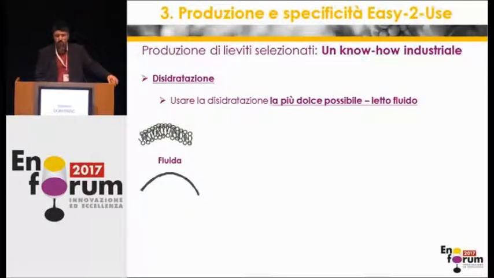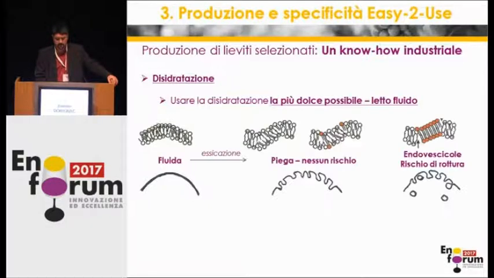We will try to make the filaments of the yeast more fluid, using a very soft approach in order to avoid these risks. Dehydrating the yeast, the membrane will fold onto itself, and we need to avoid the creation of crystalline structures that might create vesicles that, when rehydrating, might break the membrane, with a huge risk.